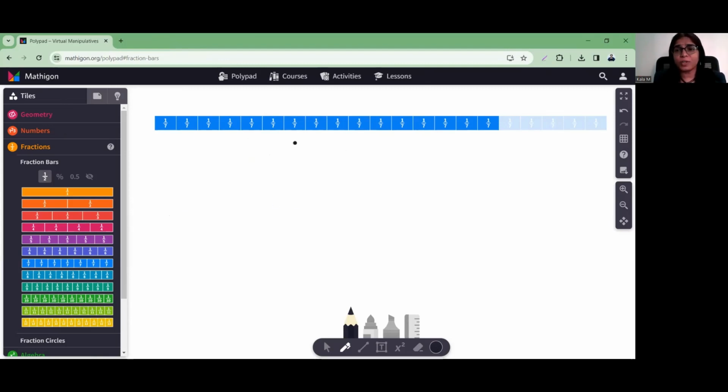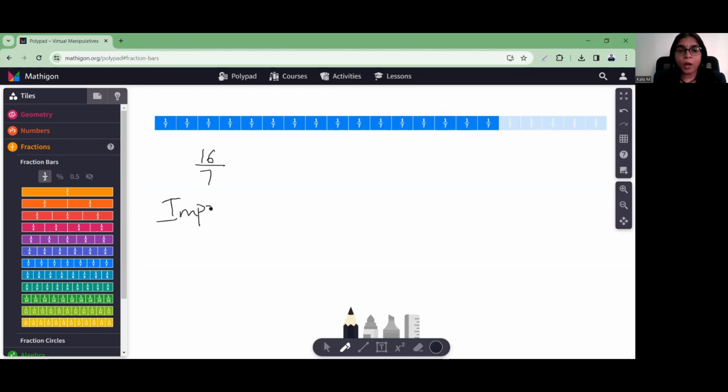Let's count and find out what the fraction for this is, right? How do we count? 1/7, 2/7, 3/7, 4/7, 5/7, 6/7, 7/7, 8, 9, 10, 11, 12, 13, 14, 15, 16. Let me count once again: 4 and a 4 and a 4 and a 4, right? 16 sevens are there. 16/7. Now we know this is an improper fraction.